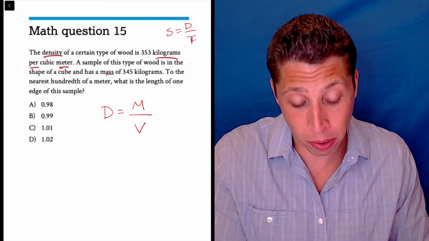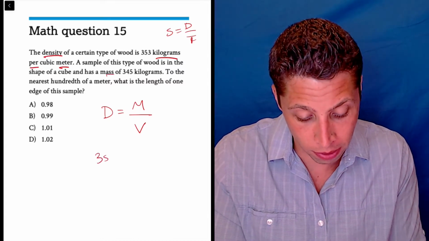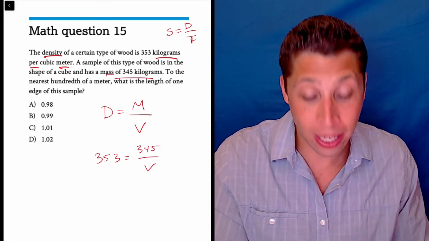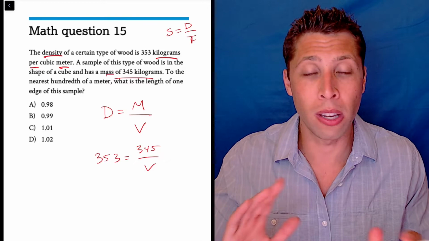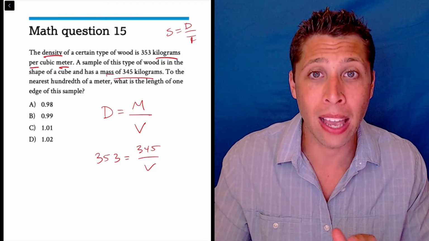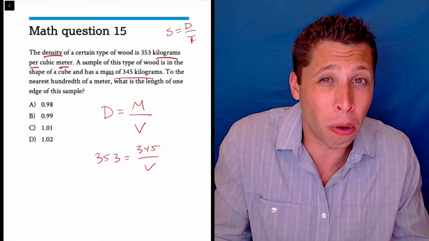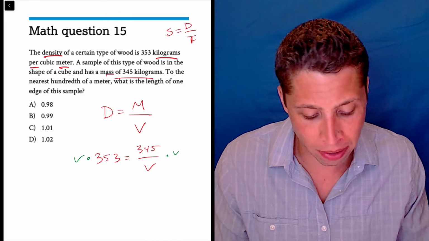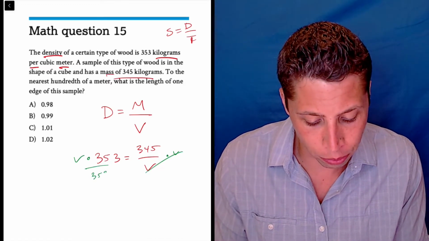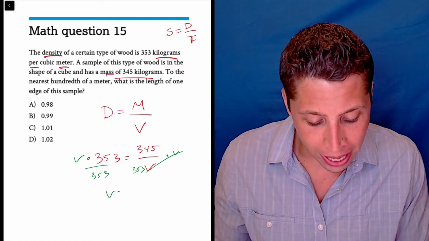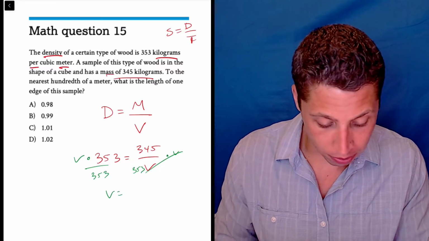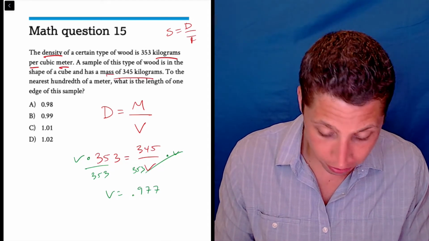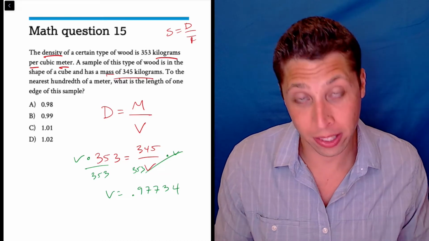So let's just plug in what we have where it goes, right? So the density is 353. The mass is 345. And then we're finding the volume first. Even if you see that that's not what they're actually asking for, it's okay. We'll deal with it. We just know we have two pieces of a formula. Might as well find the final piece. So what I would do here, multiply both sides by v to get rid of this, then divide by 353 to get v by itself. And this is going to be tight. 345 divided by 353 is 0.97734. Let's cut it off there.